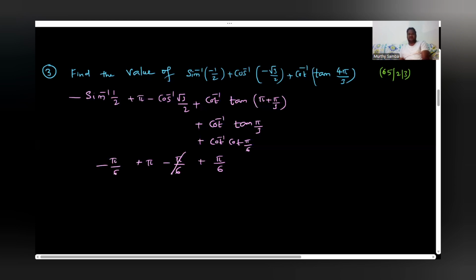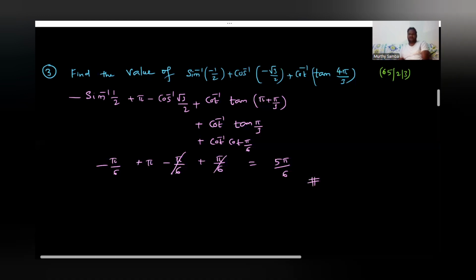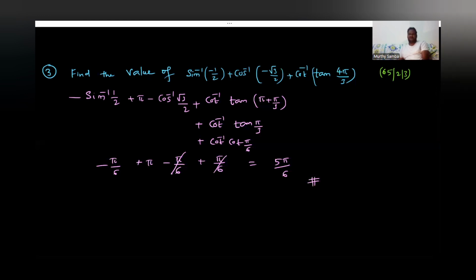Now we see this is minus pi by 6 plus pi by 6 gets cancelled. Pi minus pi by 6 is equal to 6 pi minus pi, which is 5 pi divided by 6. Right? So this way you can easily answer the problem. So coming to the next one.